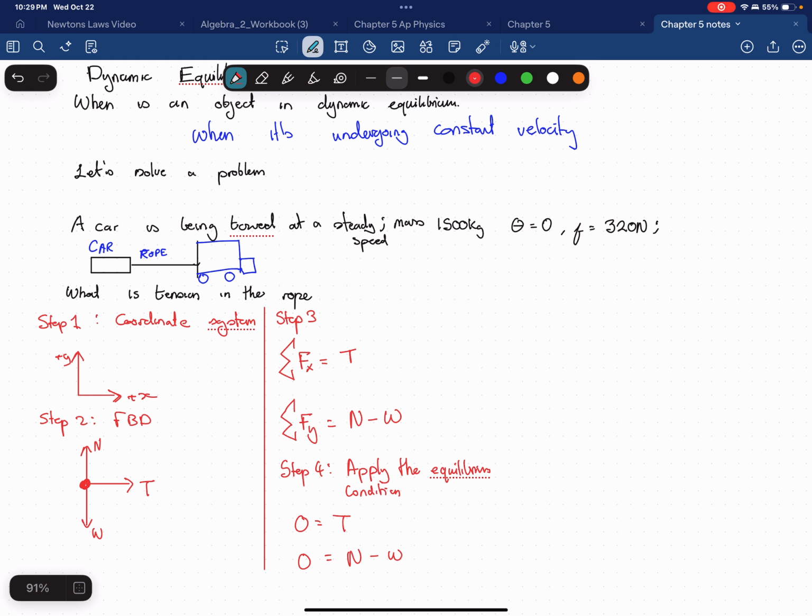What do you want to find? You want to find the tension in the rope. Really all our tension is in the x direction. Thus, hang on, am I doing this right? I have a car. Sorry guys, I just want to make sure I'm doing it correctly. I'm going to take a quick look at my notes.